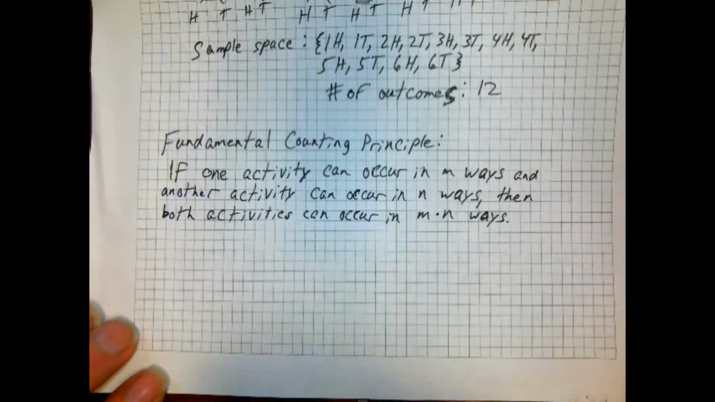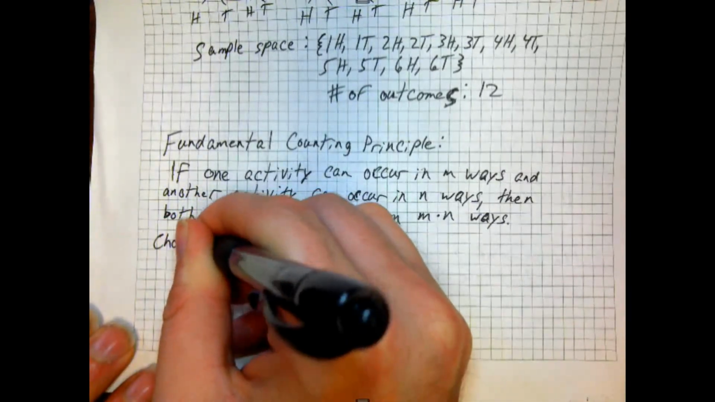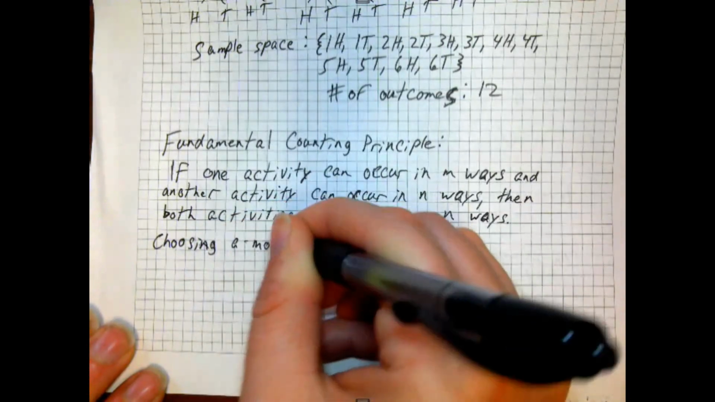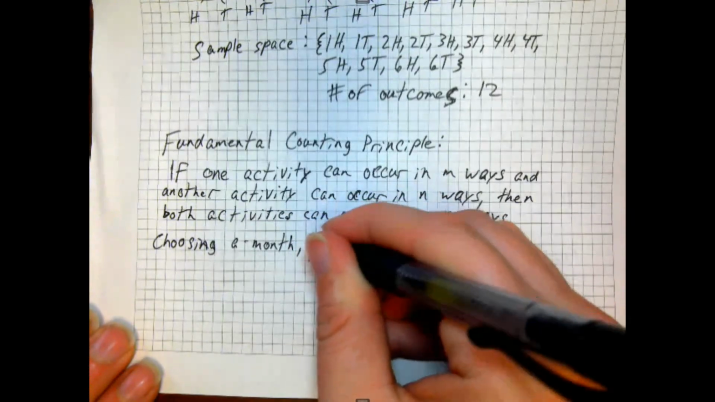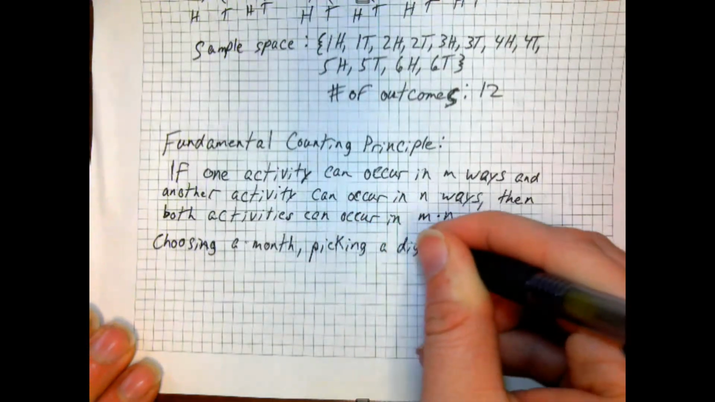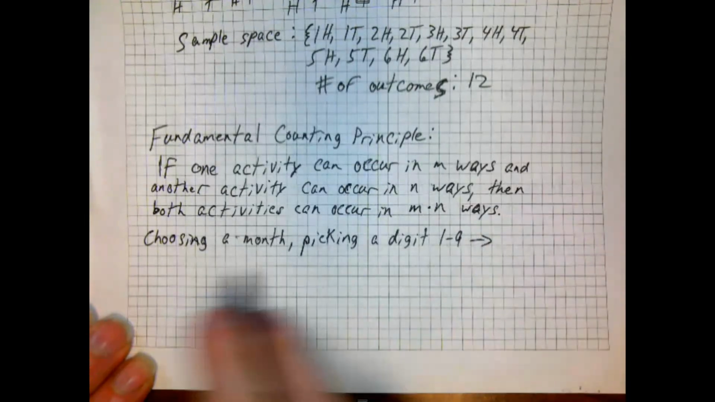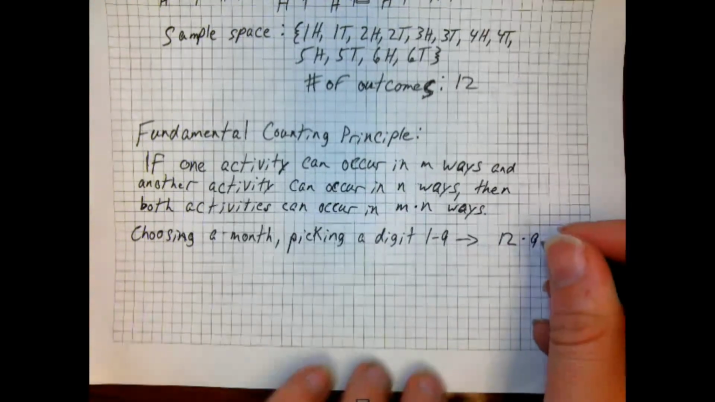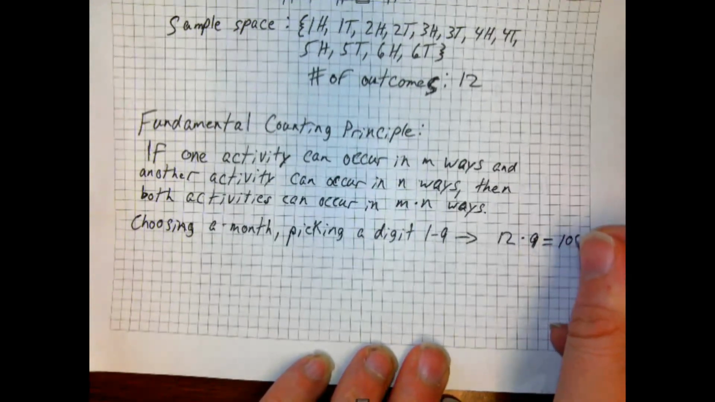So a couple examples. What if we were randomly choosing a month and picking a digit from 1 to 9? That would be 1 of 12 months and 1 of 9 digits. 12 possible outcomes here times 9 possible outcomes here means 108 possible combinations.